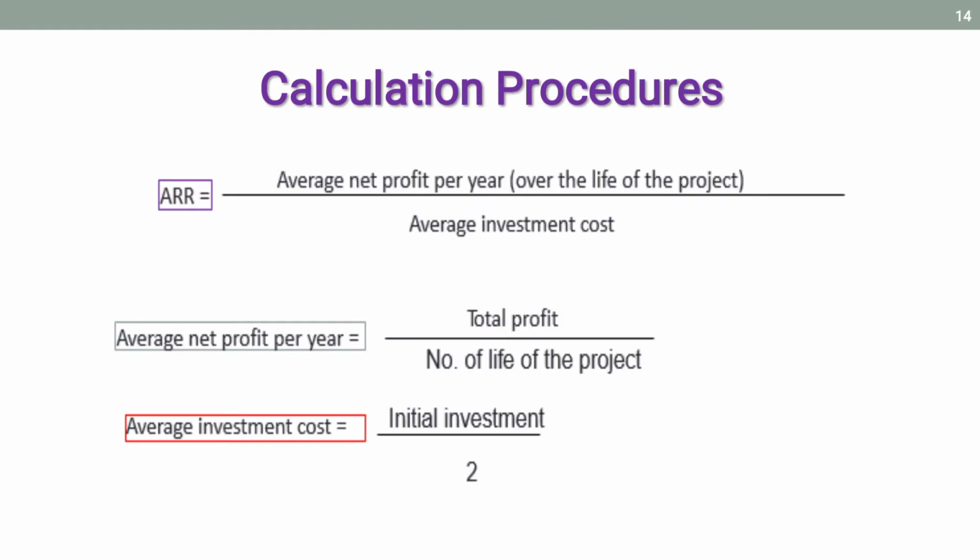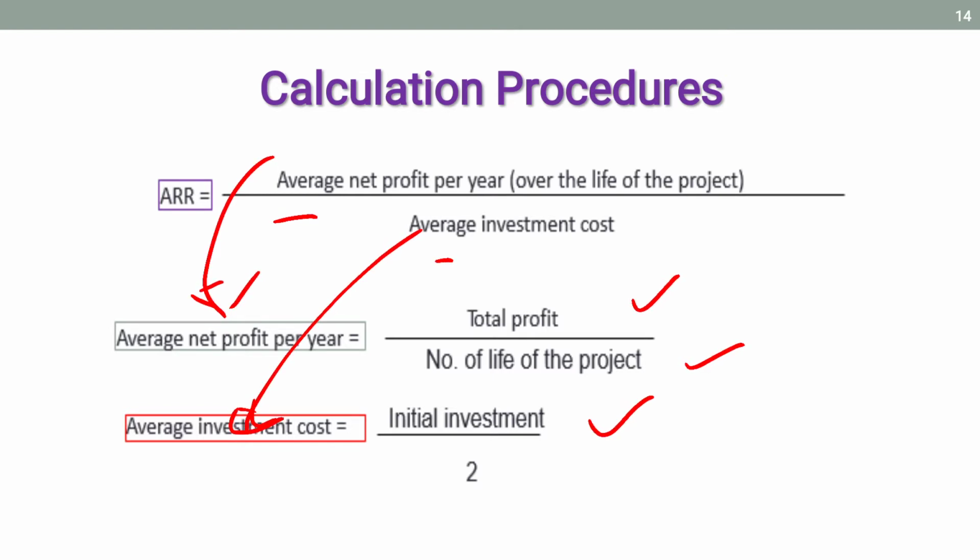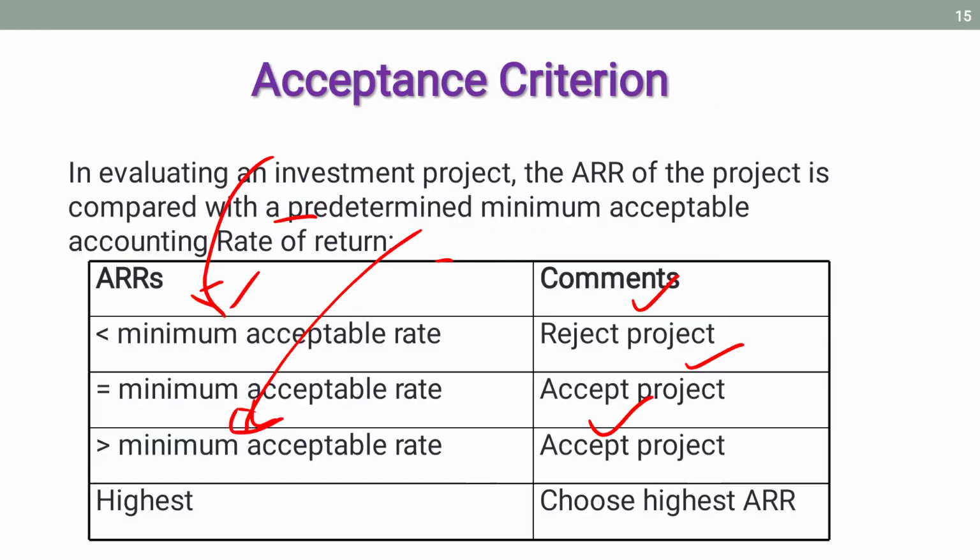Okay, this is the calculation process of accounting rate of return, ARR, right? Average net profit per year over the life of the project upon average investment cost. How do we calculate average net profit? Total profit upon number of life of the project. Average investment of the project is calculated initial investment upon 2.